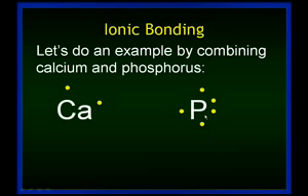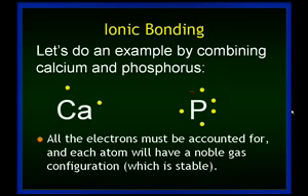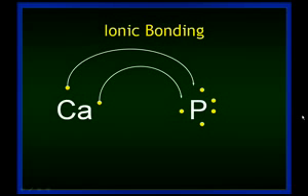Okay, let's do another example using calcium and phosphorus. Calcium has 2 valence electrons and phosphorus has 5. We have to make sure all the electrons are accounted for so that each one has a noble gas configuration. Well, calcium has 2 it wants to get rid of. Phosphorus is looking for 3. So it's not quite as simple as our previous example with sodium and chlorine.